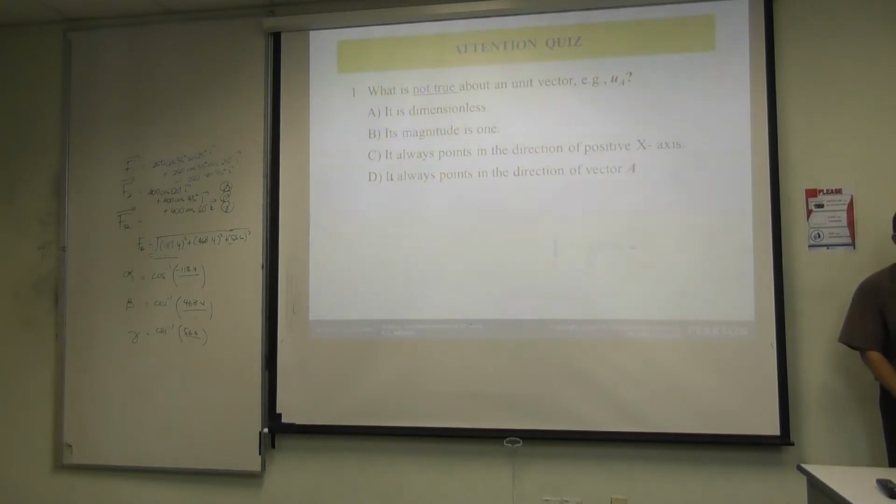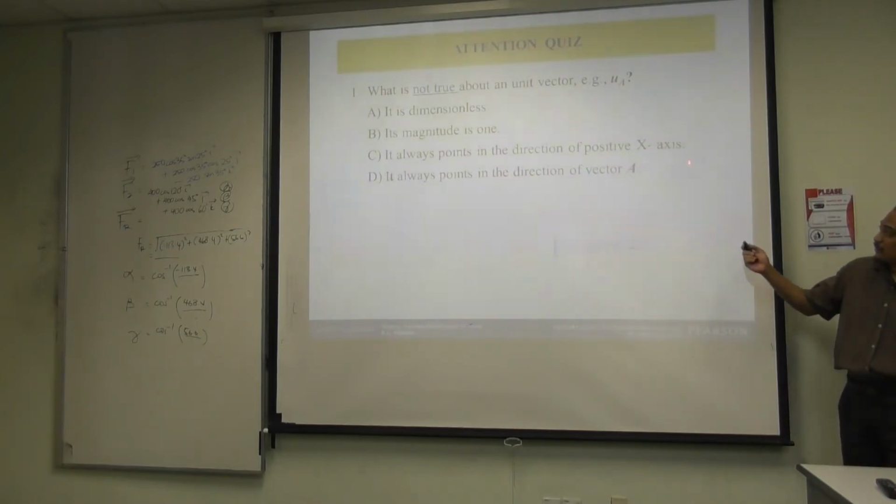Okay, attention quiz. This is basically just to see whether you are paying attention. What is not true about unit vector UA? Is it dimensionless? It is dimensionless, right? Is the magnitude 1? Yes. Is it always pointing in the axis? No, right? The one that points in the x-axis is I, right?